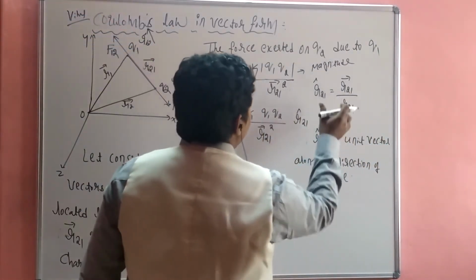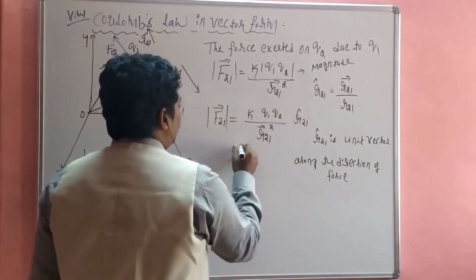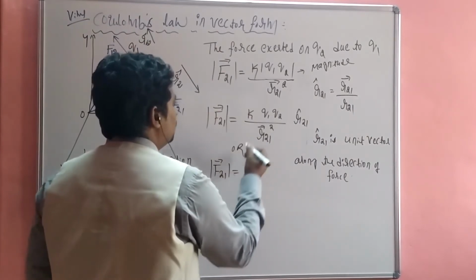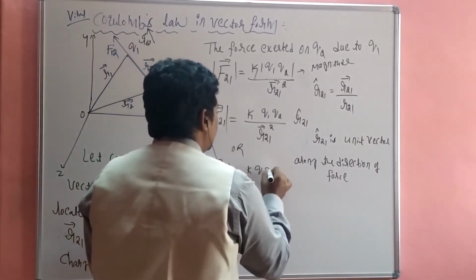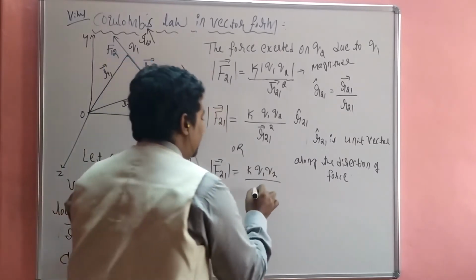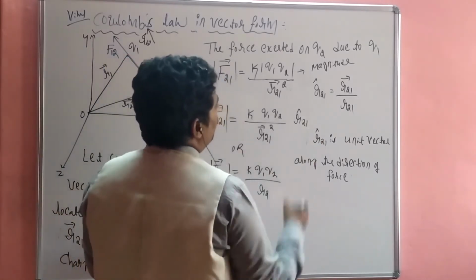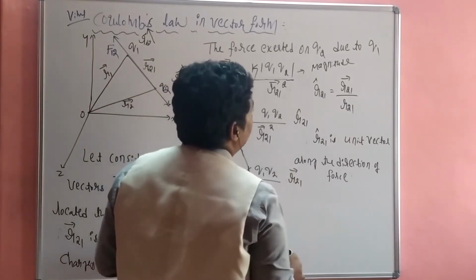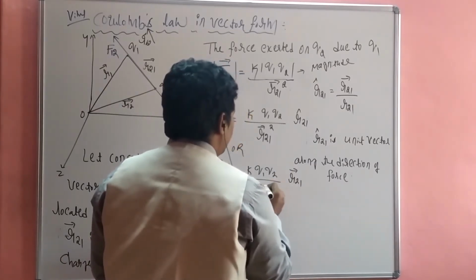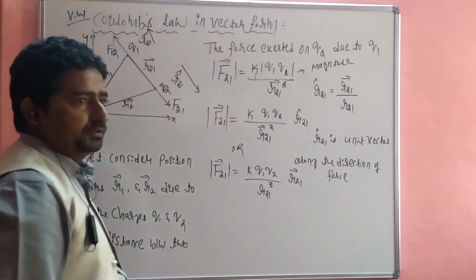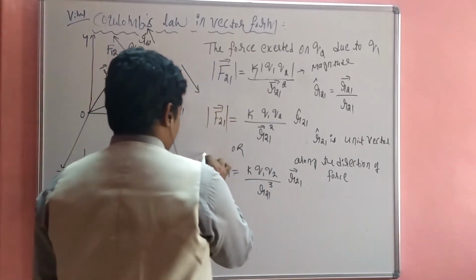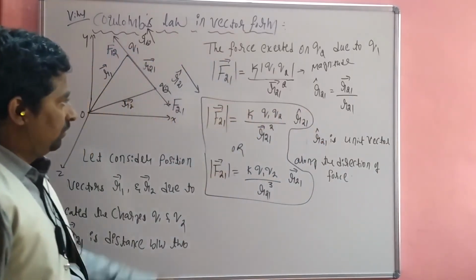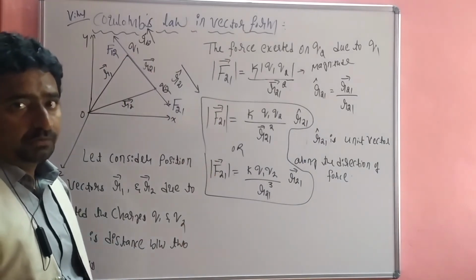So instead of this, it is the same equation: F21 vector is equal to K into Q1 Q2 divided by R21 cube, where R21 cap means R21 vector divided by R21. Okay, so this is the equation of Coulomb's law in vector form.